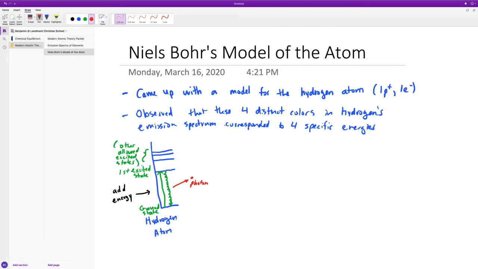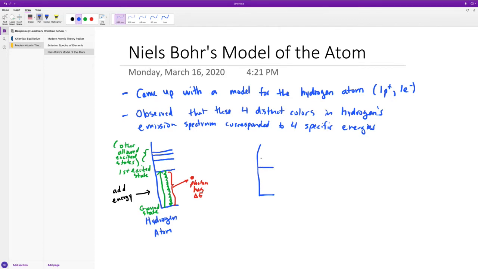Okay, and that photon has the exact difference in energy between these two energy levels right here. Okay, and perhaps that gives you a red photon, because red photons have a very specific amount of energy. Okay, and so let's imagine you have another hydrogen atom, also in its ground state.